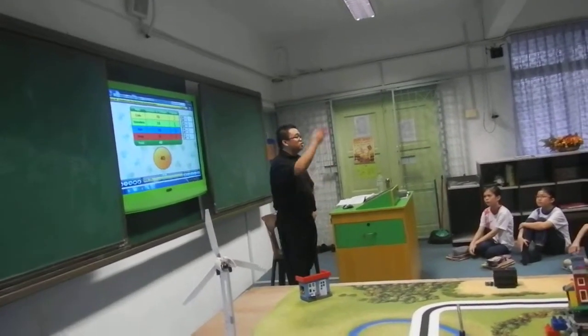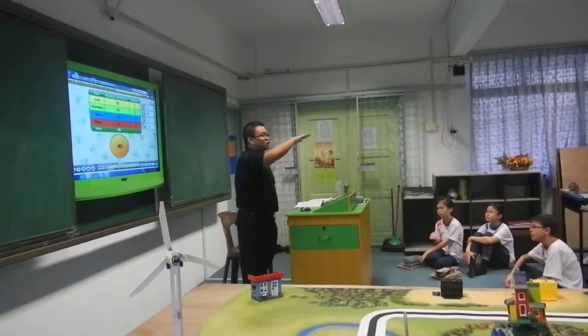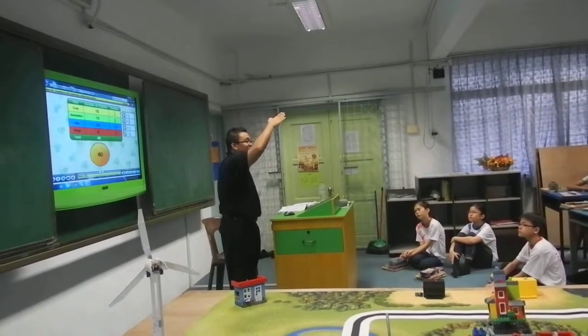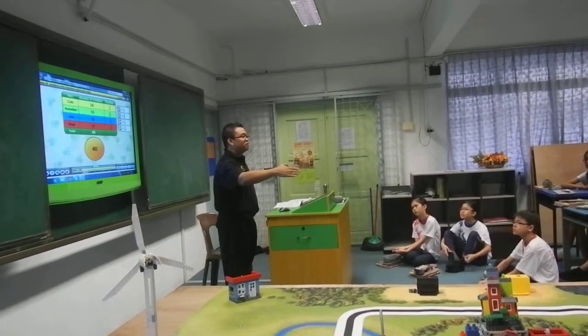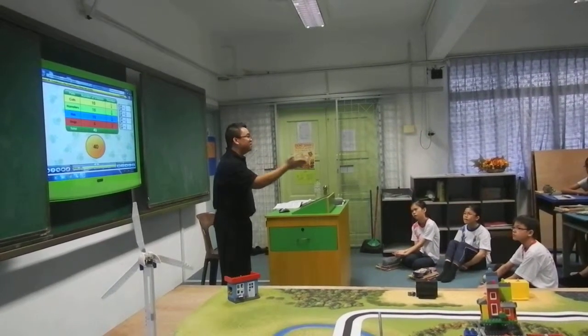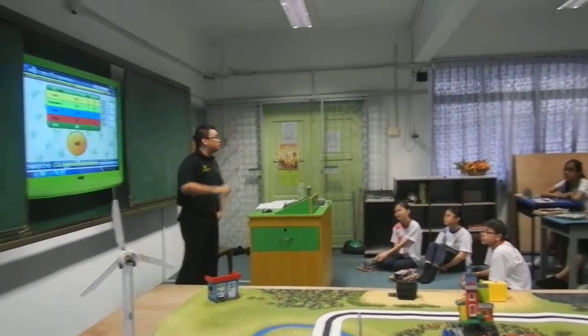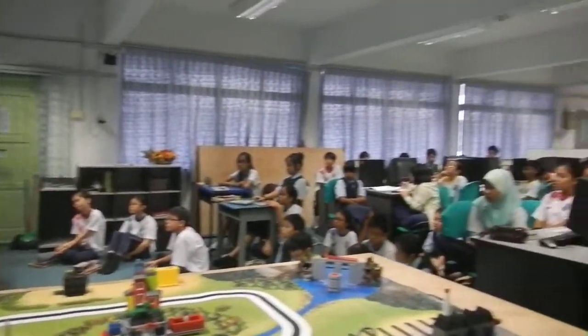Because why? You just draw 1, 2. You already got 4. And then 1 from there, and then another one from another one. So you already got 8 equal parts. Correct?